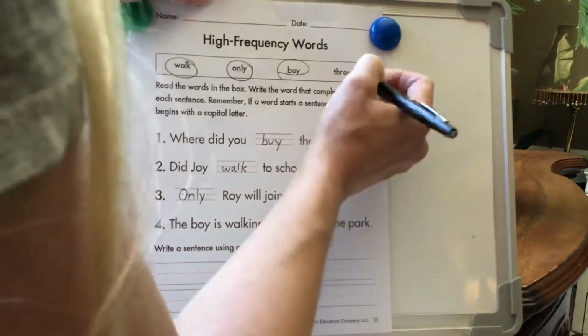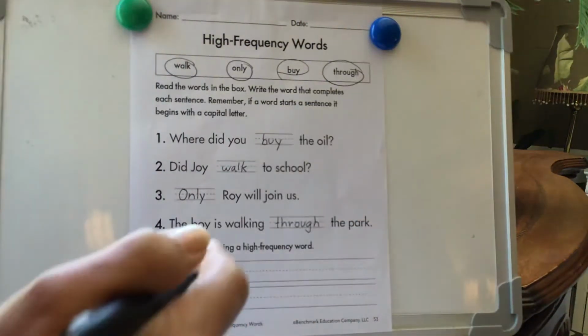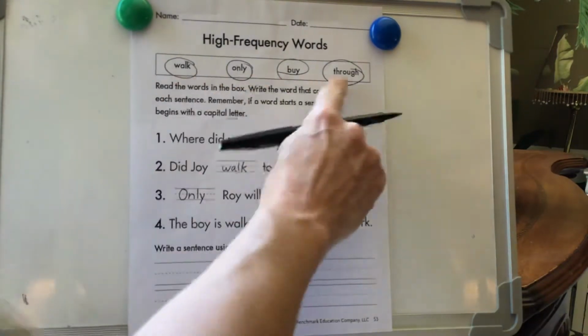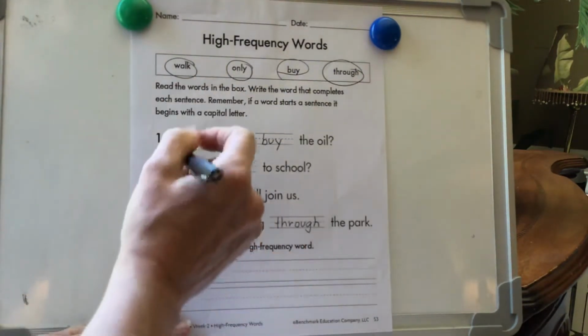THROUGH. With these high frequency words, they're ones you just have to memorize because they're kind of tricky. Okay, write a sentence using one of these high frequency words. I'm going to use walk.